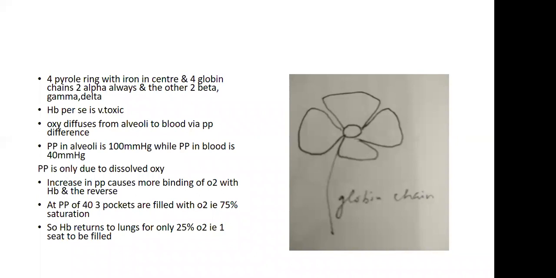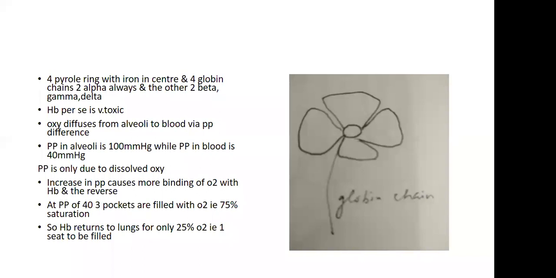Routinely and normally, at partial pressure of 40, which is present in the venous blood, which has been brought back to the pulmonary area for oxygenation, we have found that at 40, 3 pockets of the hemoglobin are already filled. In the hemoglobin, the blood which is returning from the tissues, only 25% oxygen has been given to the tissues. The rest, 75%, is brought back.